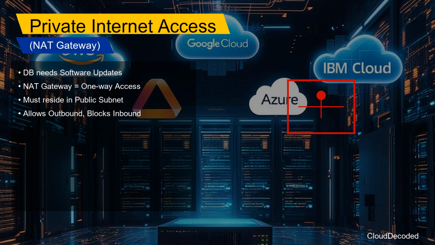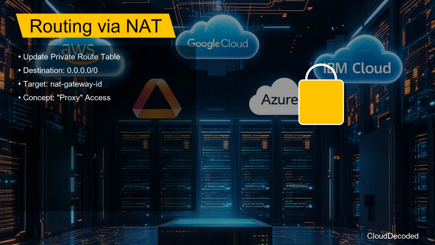This is where the NAT gateway comes in. We place a NAT gateway in the public subnet. We then go back to our private route table. We add a route for 0.0.0.0/0, but this time, the target is the NAT gateway ID, not the internet gateway. The private subnet hands traffic to the NAT, and the NAT talks to the internet.